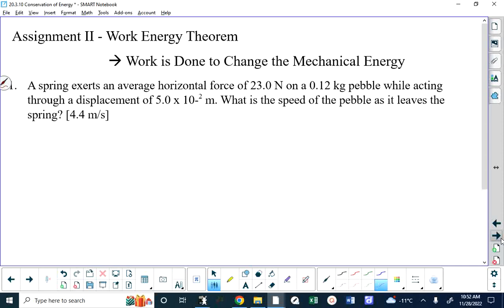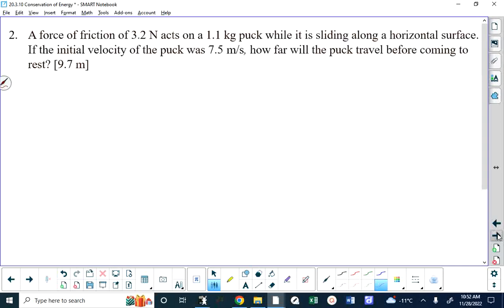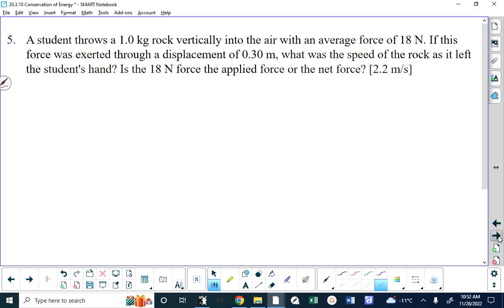Okay. Fire away. Yep. Number 5. Okay, so let's look at number 5. A student throws a 1 kilogram rock vertically into the air with an average applied force of 18 newtons. The displacement over which the rock moved while the force was applied is 0.3 meters. What was the speed of the rock as it leaves the student's hand?